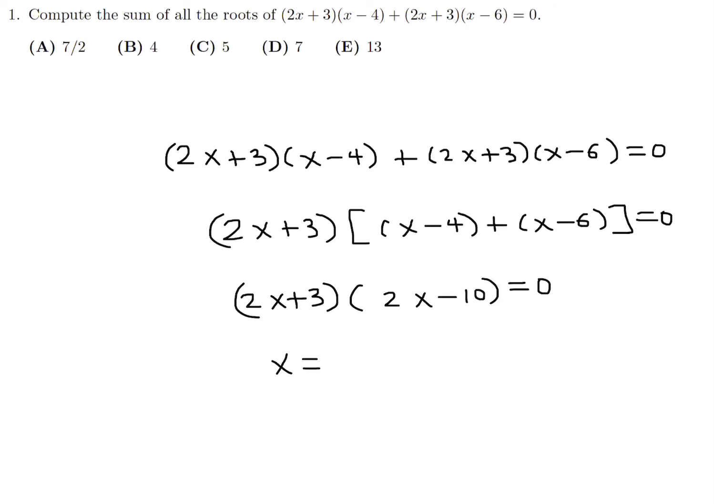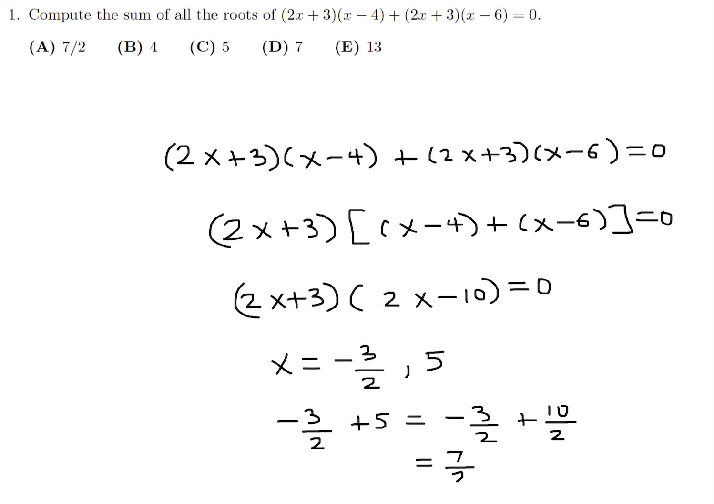So x is equal to either negative 3 over 2 or 5. And they want the sum of those roots. So minus 3 over 2 plus 5, minus 3 over 2 plus 10 over 2, that is 7 over 2. So the answer to number 1 is A.